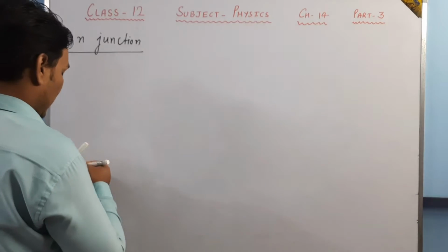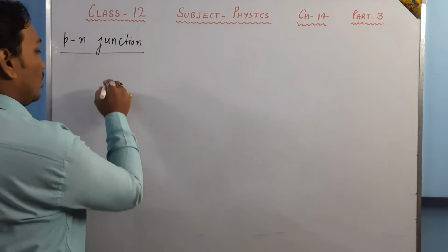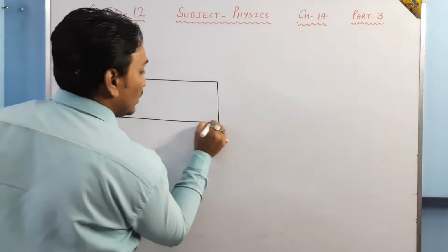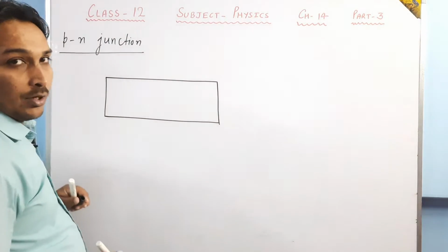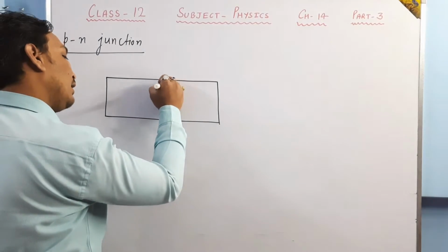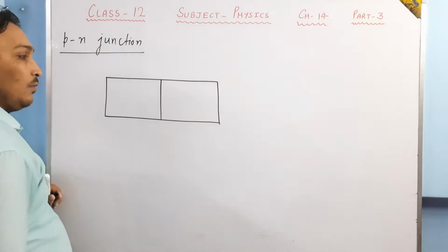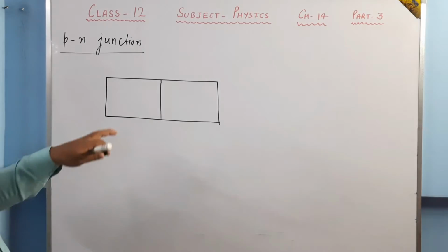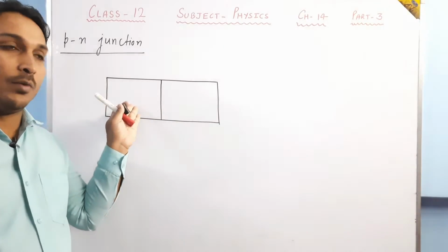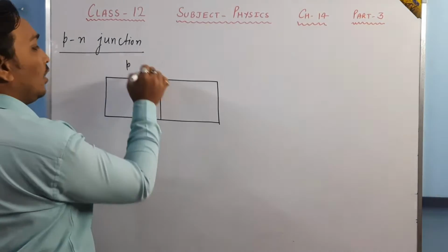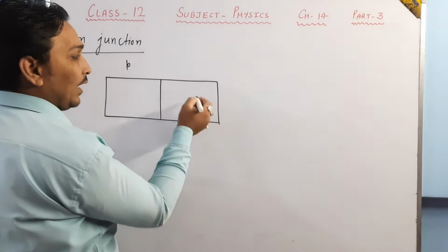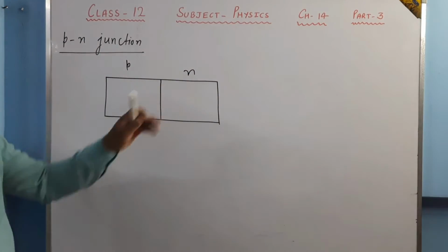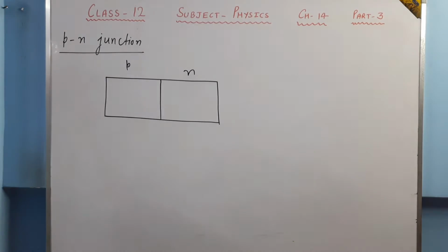First of all, let us try to understand what a p-n junction is exactly. Suppose this is an intrinsic semiconductor block, half of it is doped with a trivalent impurity and the other half is doped with a pentavalent impurity. The half doped with trivalent will become p-type semiconductor, and the other half doped with pentavalent will become n-type semiconductor. So this is p, this is n. When they are joined at the atomic level, what changes are there?